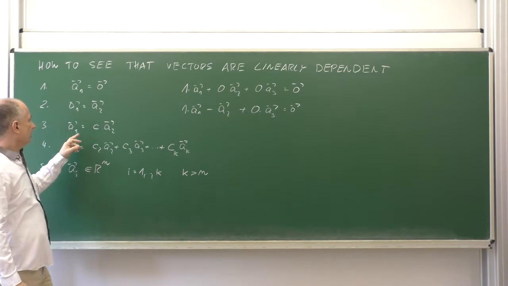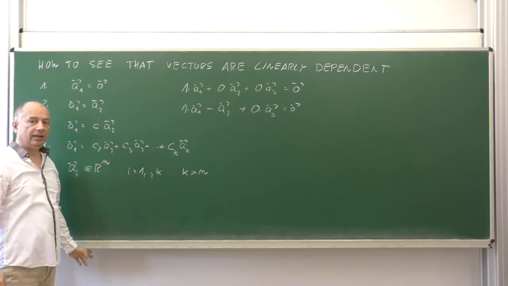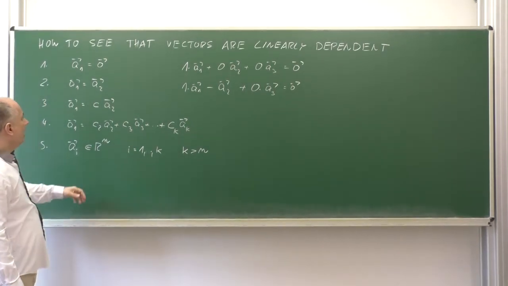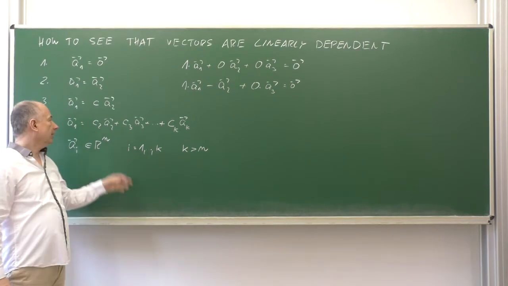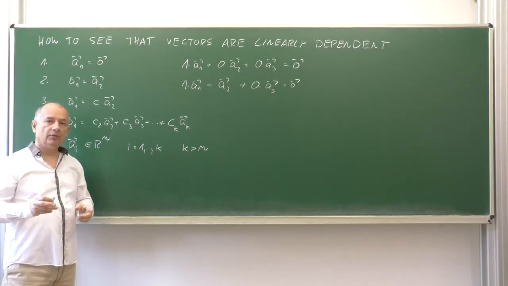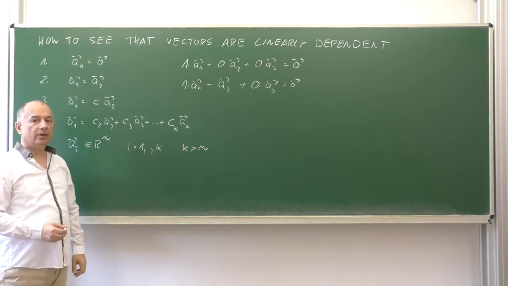In a slightly more general case, if one of the vectors is a multiple of the other, then the set of the vectors is linearly dependent. In a more general setting, if one of the vectors is equal to a linear combination of the remaining vectors, then the collection of the vectors is linearly dependent.